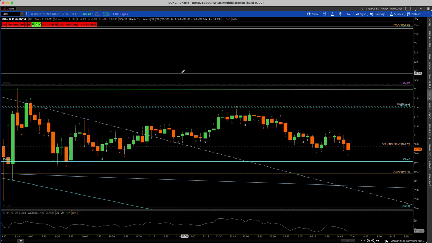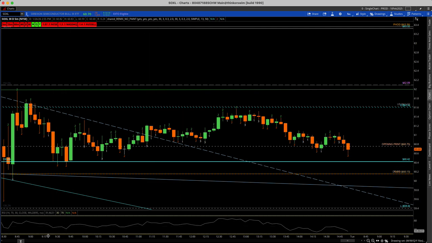The general rule that we go by, or the base of the trading method, is looking for higher lows at or above opening print to get into calls, and looking for lower highs at or below opening print to get into puts. So we can see here today, pretty flat day overall.